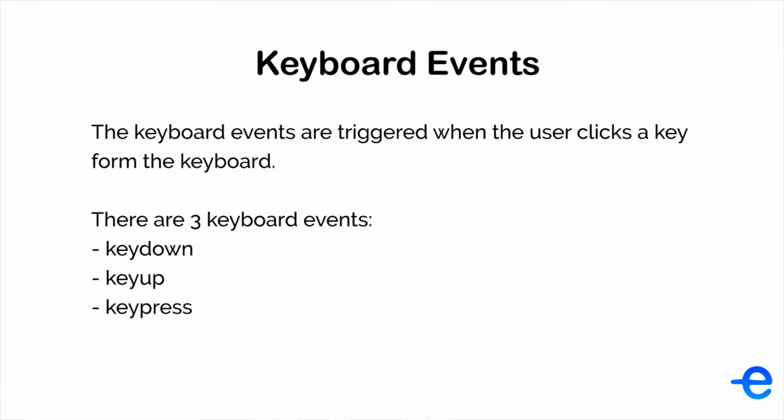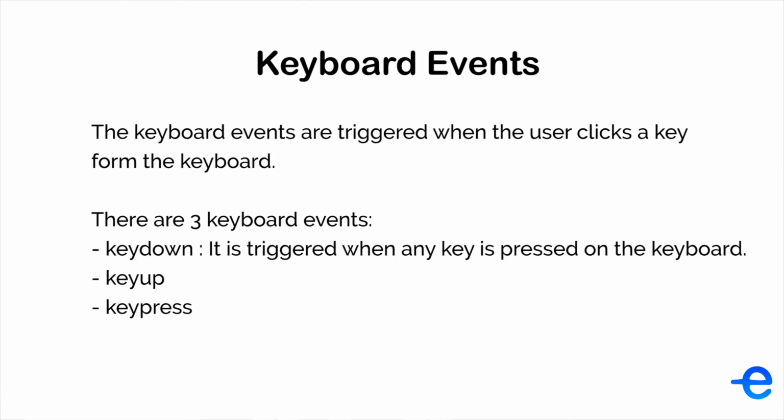In today's video, we will talk about keyboard events. These events are triggered when the user clicks a key from the keyboard. There are three kinds of keyboard events: key down, key up, and key press. So whenever any key is pressed on the keyboard, the key down event is triggered.